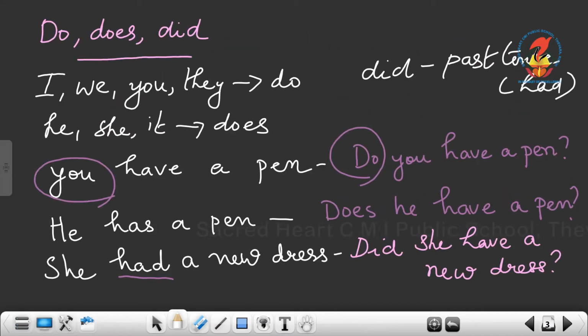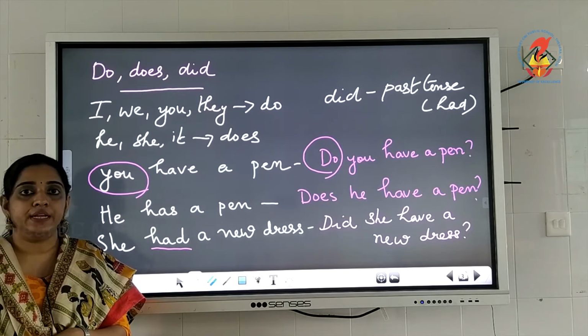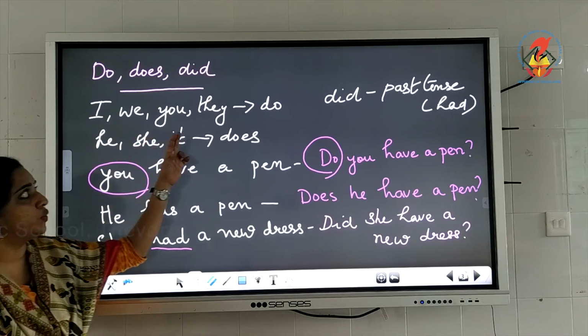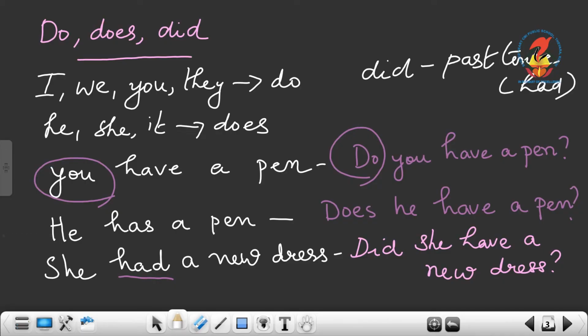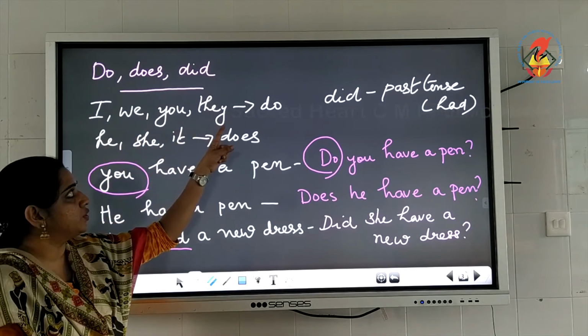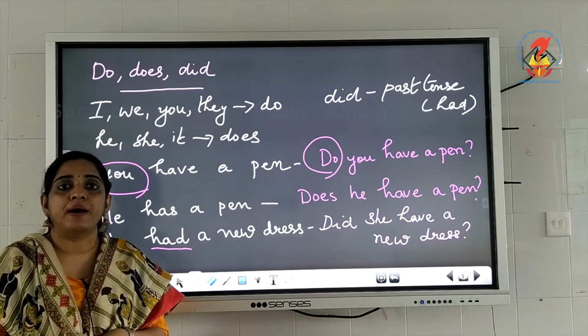Now the next one, using do, does and did. How to make questions? See, we already studied that for I, we, you and they, you have to use do. For he, she, it, you have to use does. This is something that we already studied. Then did is used for past tense. Did is used with past tense.